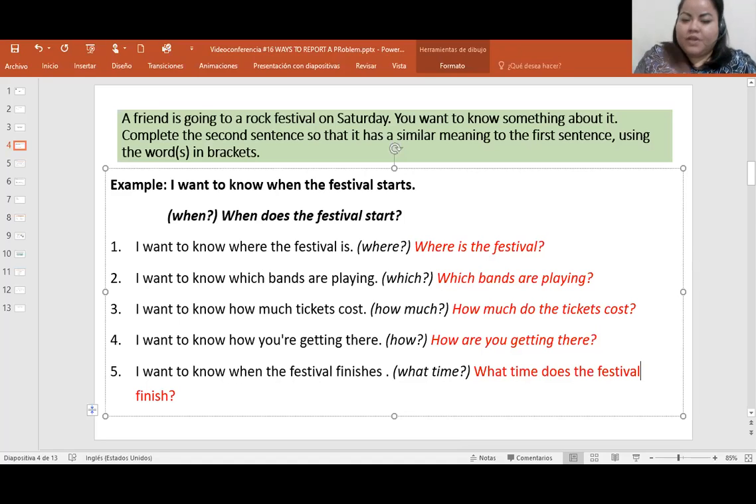Good evening. $25. Very good. And you can say also the tickets cost $25. Very good, Concepcion. How are you getting there?